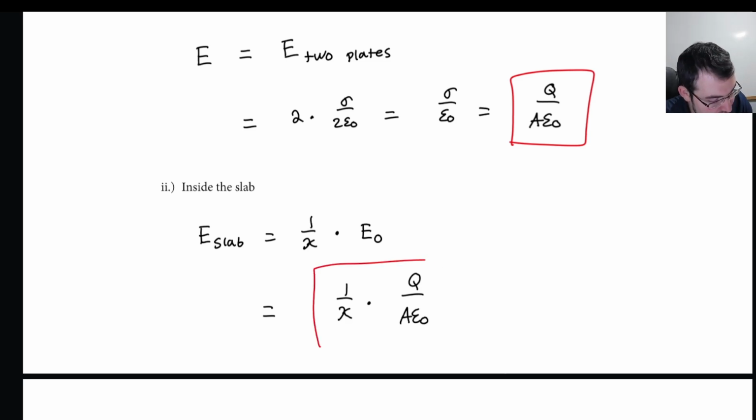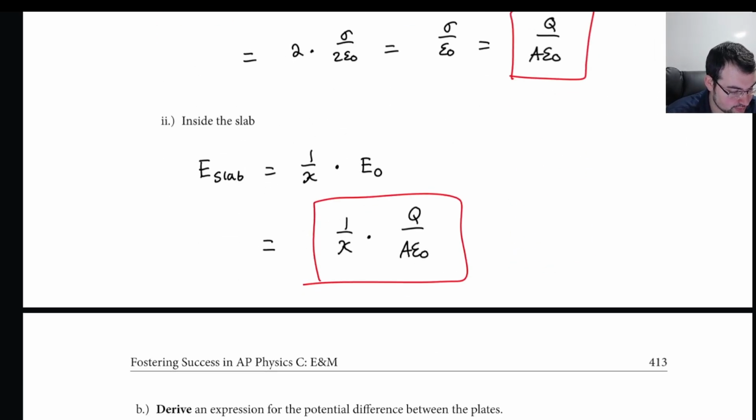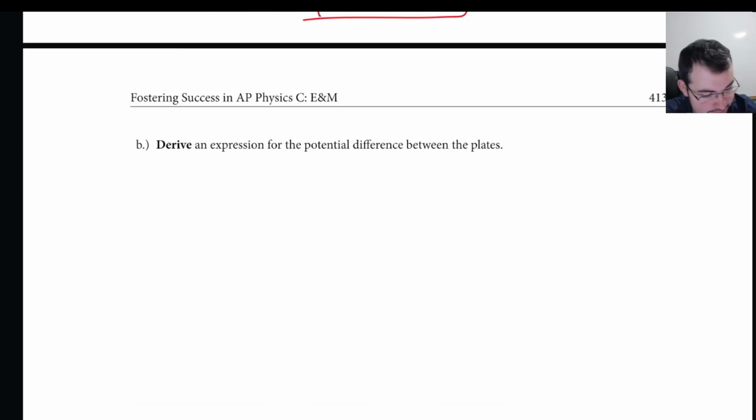So all this is saying is we have a uniform E field outside the slab, and then we also have a uniform E field inside the slab. It's just weaker by a factor of kappa, because the dielectric weakens your field. What is the potential difference? Well, we know that our potential difference between the plates, delta V total, is going to be delta V in the air region plus delta V in the slab region.